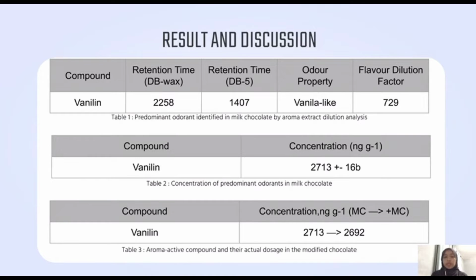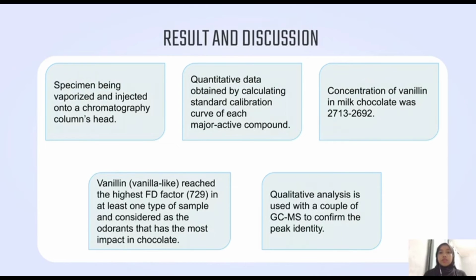The compound used is vanillin and its concentration is 2713 plus minus 16. The third table shows the aroma active compounds and their actual dosage in the modified chocolate. The compound used is vanillin and its concentration is 2713 until 2692. So for this experiment, the specimen is vaporized and injected onto a chromatography column's head.